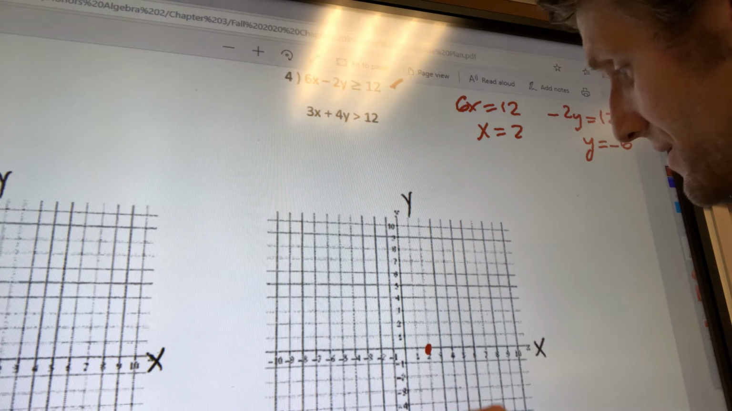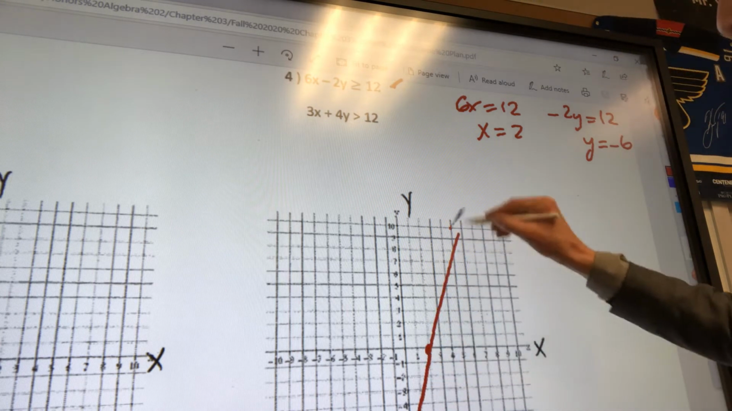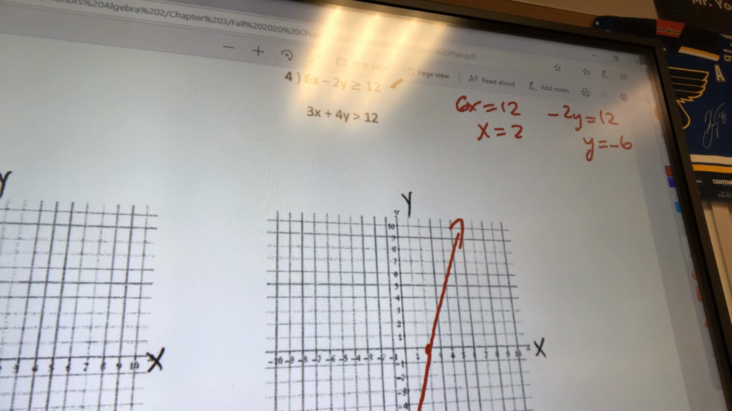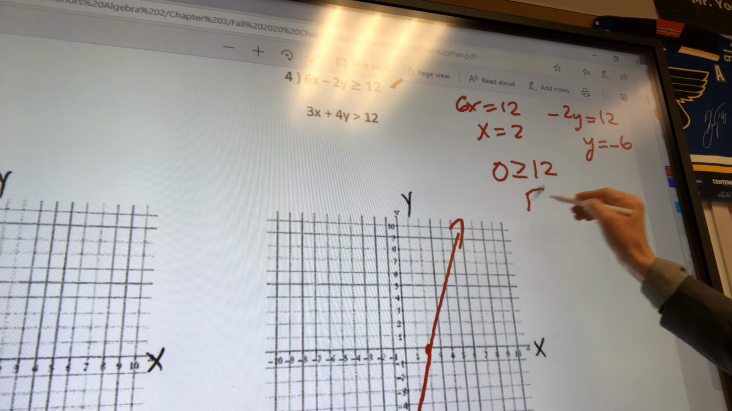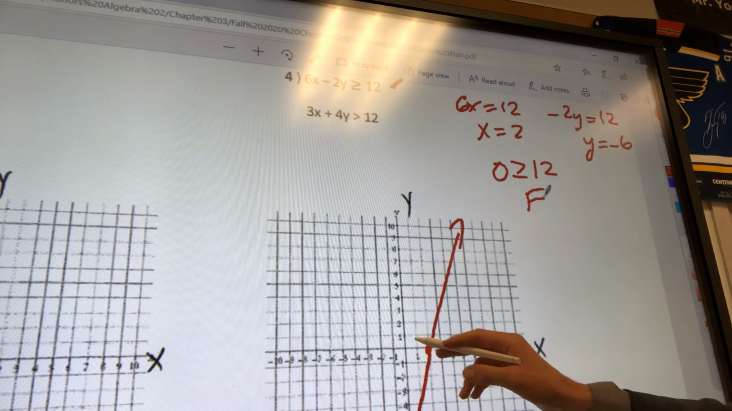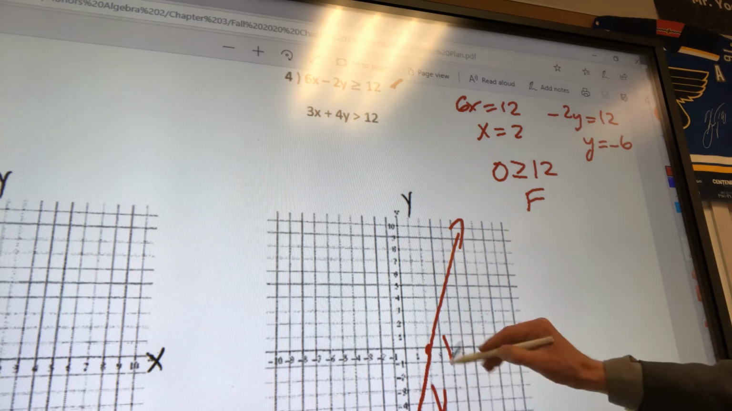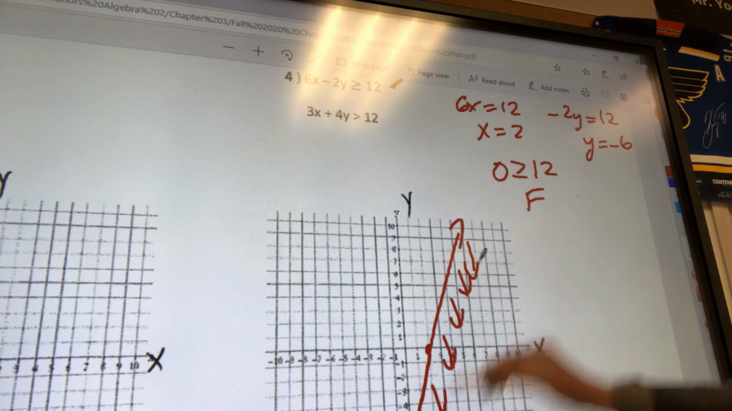Greater than or equal to means solid line. Make yours not wiggly like I did mine there. I'm going to test 0, 0. So 0 greater than or equal to 12 is false. 0, 0, which is above the line, is false. So I'm going to shade everything below. All right.